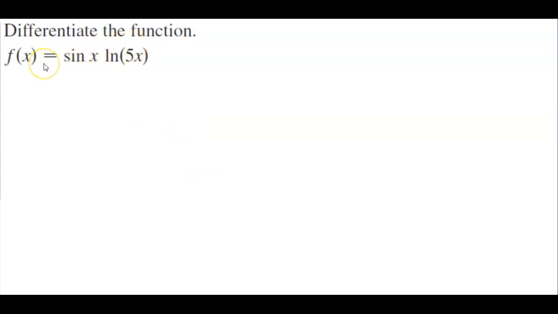Differentiate the function. We have f of x, which is equal to the sine of x times the natural log of 5x. So in order to find the derivative of this function, we have f prime of x, which is going to equal the derivative with respect to x of the sine of x times the natural log of 5x, plus, since we're using the product rule, the sine of x times the derivative with respect to x of the natural log of 5x.